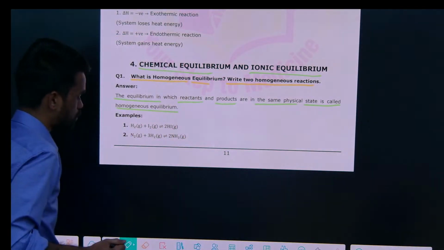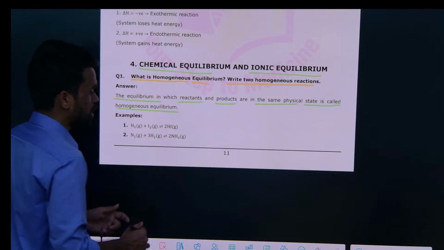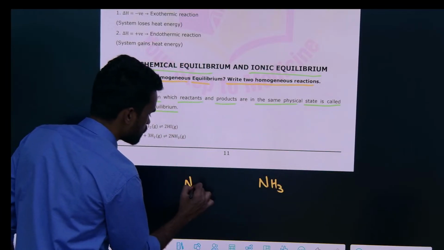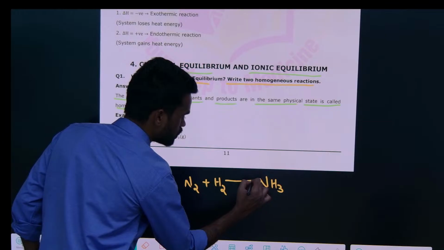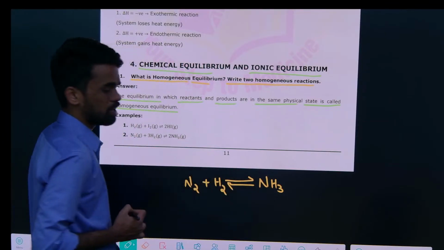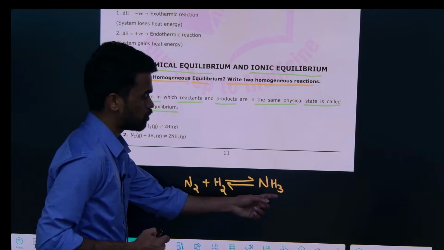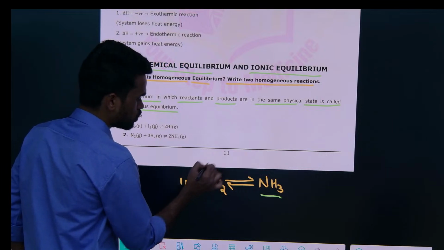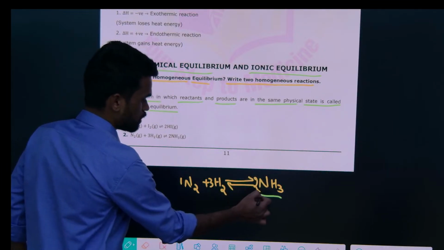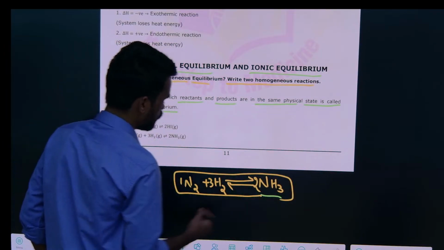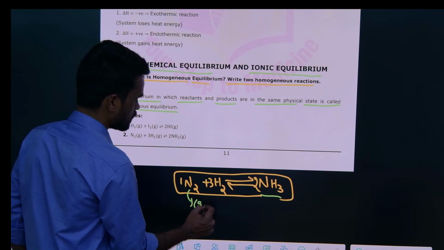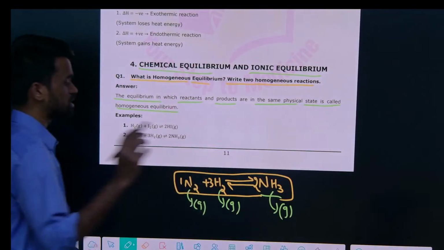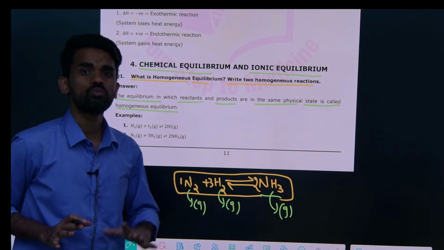Now what are the examples you can give for homogeneous equilibrium? See, the formation of ammonia. See how ammonia is formed from N2 gas and H2 gas. This is what we call Haber's process. Using Haber's process we can produce ammonia. This is the equilibrium reaction here: one N2 molecule and 3H2 react to give 2NH3. This is a balanced equilibrium reaction. If you observe, all the reactants are gases: N2 is a gas, H2 is a gas, and ammonia also exists in the gaseous state. So all the physical states are the same, and you can say it is a homogeneous equilibrium.